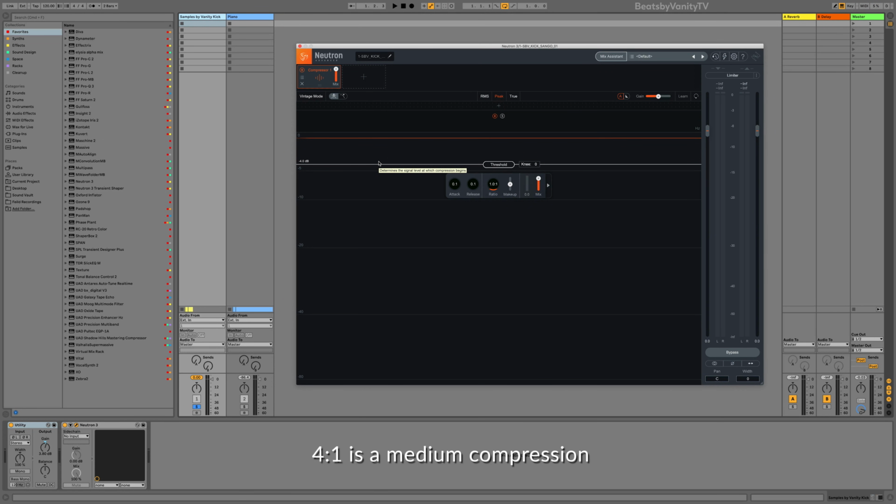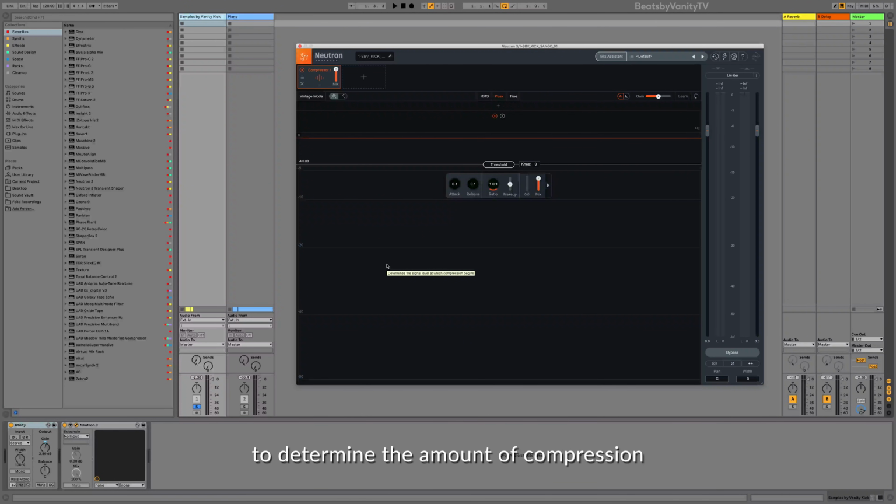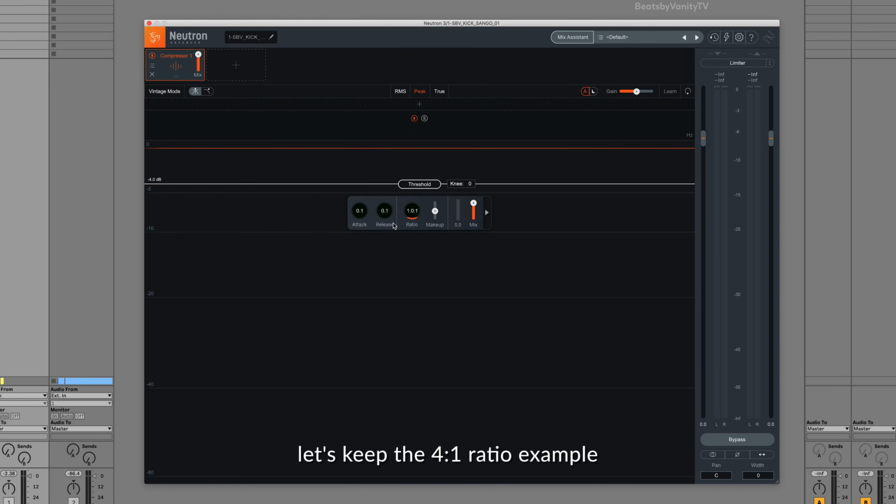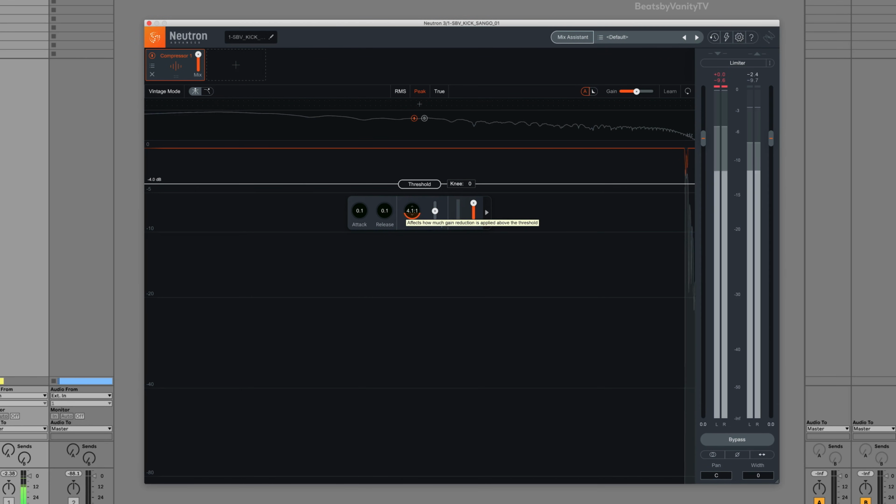Listen, 4:1 is a medium compression, 8:1 strong, and anything above is severe, as you're reducing the signal by 7 or more decibels. The threshold and ratio controls are best used with the gain reduction meter to determine the amount of compression you're applying. Now, let's keep the 4:1 ratio example and set Neutron to that setting.